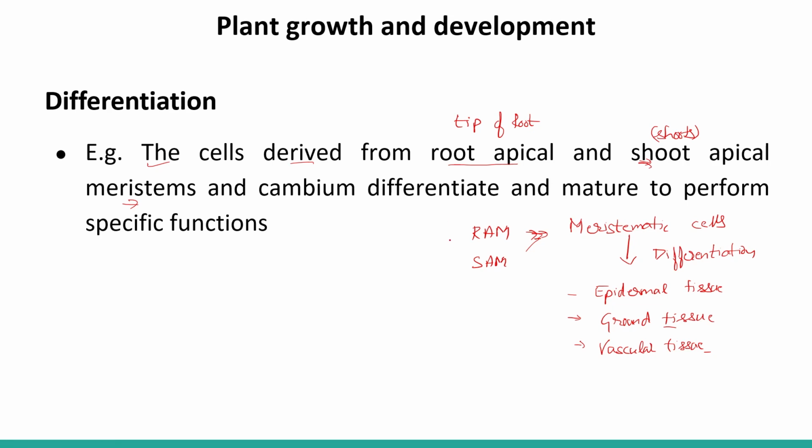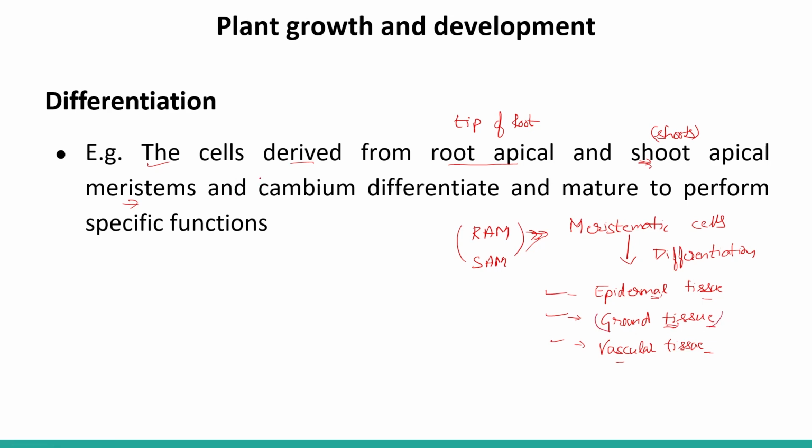So the cells which were undifferentiated in the meristem differentiate and acquire specific characteristics and specific roles. Vascular tissues are involved in conduction of water and food. Epidermal cells will form the epidermis, and ground tissue again has a transport and storage role.